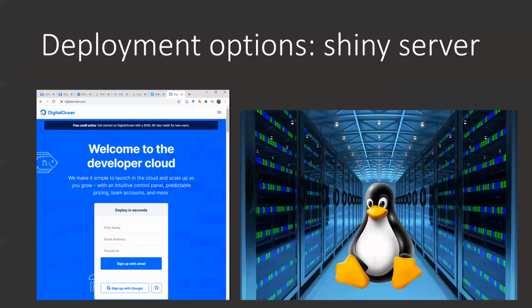The next deployment option we're going to talk about is Shiny Server. So Shiny Server is an application that you install on a server and then you host your Shiny app from that server. And again, we'll include some detailed instructions on how to do this on our resources page. The trick with Shiny Server is that you have to have a Linux server. And this can be really tricky because a lot of universities don't have Linux servers, they have Windows servers.